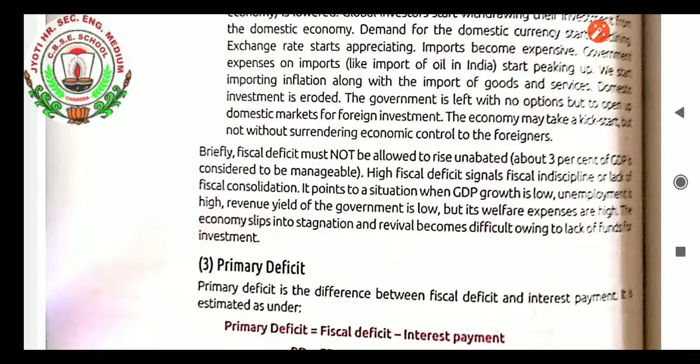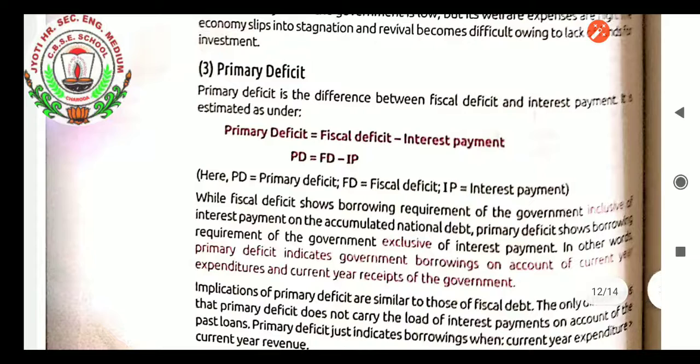Now comes primary deficit, students. When we talk about primary deficit, it is the difference between the fiscal deficit and interest payment. It is estimated as under: primary deficit equals fiscal deficit minus interest payment, PD equals FD minus IP. Here PD, FD and IP are the full forms of primary deficit, fiscal deficit and interest payment.